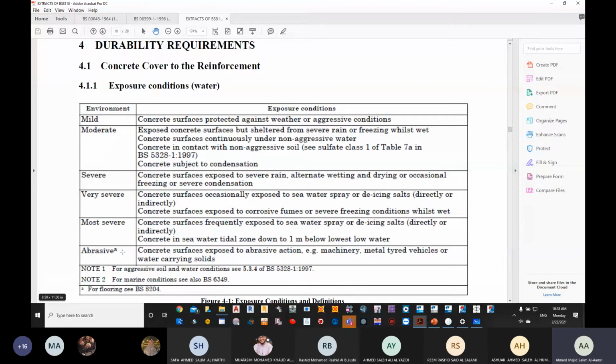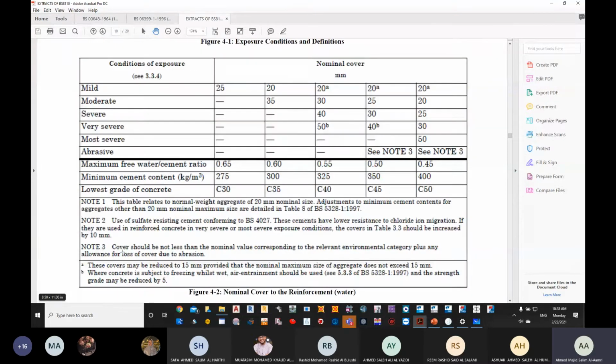After we understood the cases, we are going to see the tables. Now you can see here we have mild, moderate, severe, very severe, and it goes on. And then here we have the lowest grade of concrete as well. Now if your concrete grade, for example, is 30, you can see that the cover is higher. Whenever your grade of concrete is stronger, it means that it's going to be harder to penetrate. It's harder for the water to go inside or to reach the steel. So you can see in C30 the cover is 25 because it's a weaker concrete.